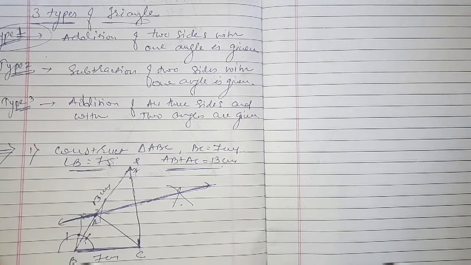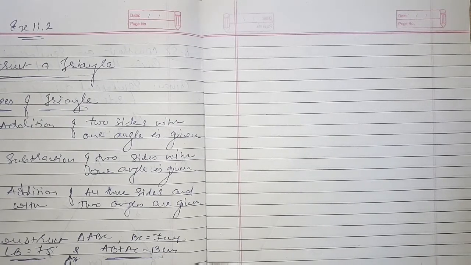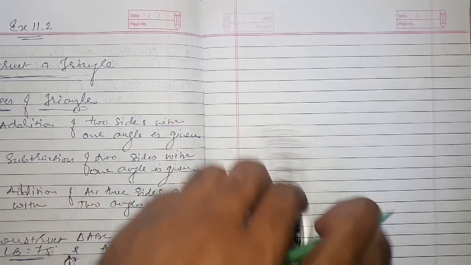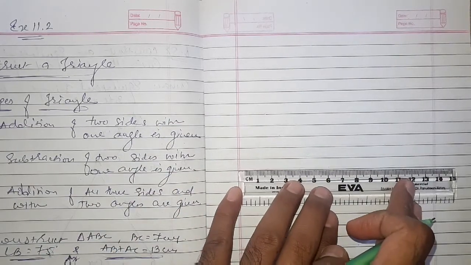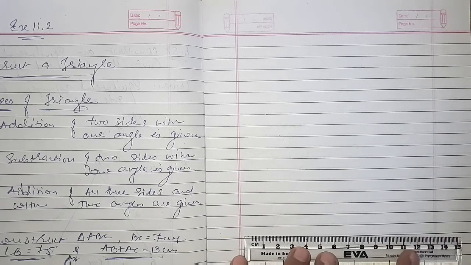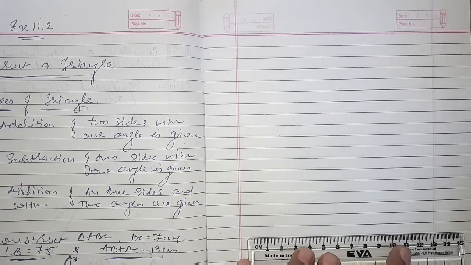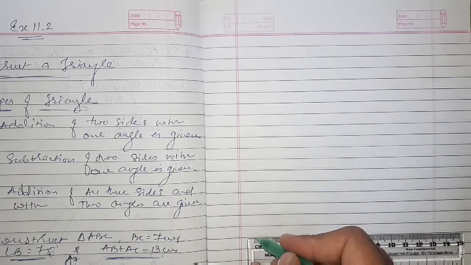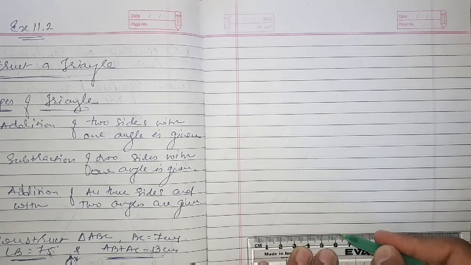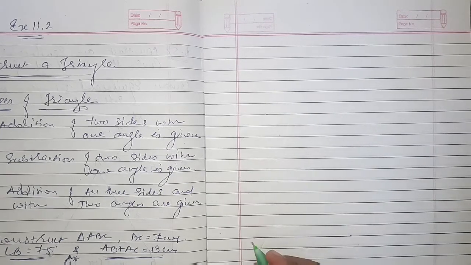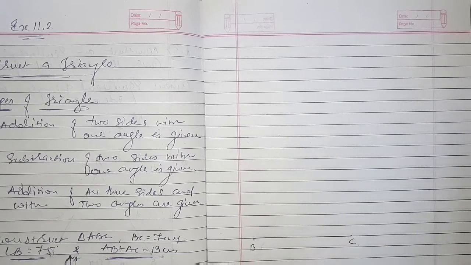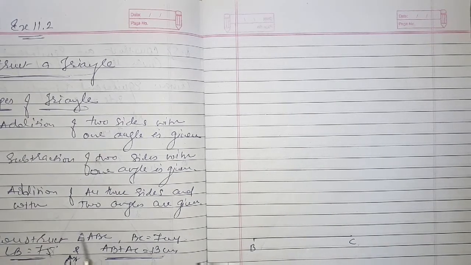So let's start to construct. So first of all, draw BC as a 7 centimeter line. Okay, so this is your B and this is your C. Construct 75 degree from the B.